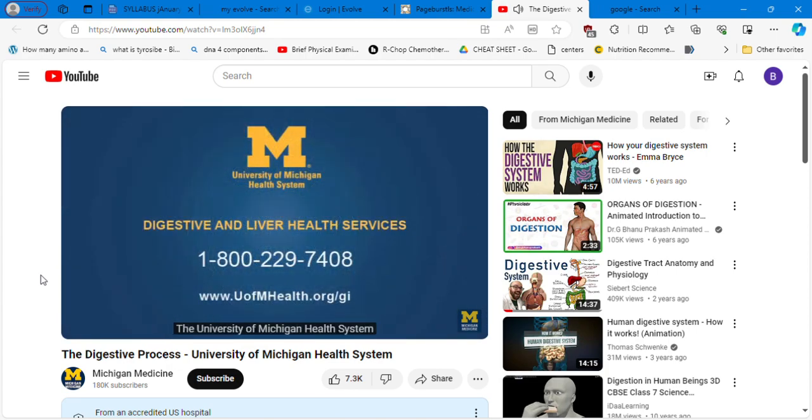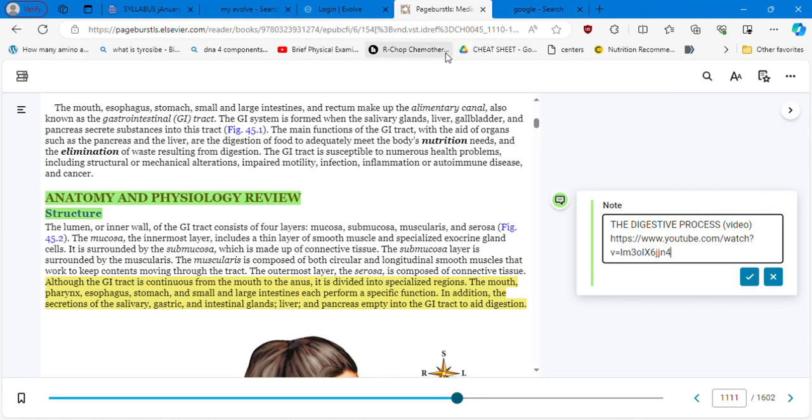The University of Michigan Health System is home to one of the largest digestive health and liver disease programs in the country, providing prevention, diagnosis, and treatment of diseases involving the gastrointestinal tract and liver. Thank you to the University of Michigan.